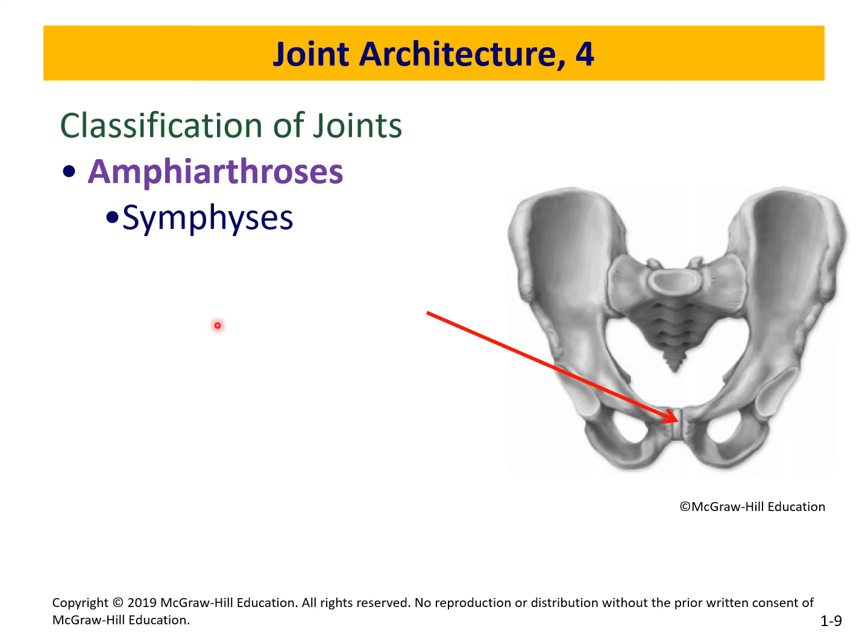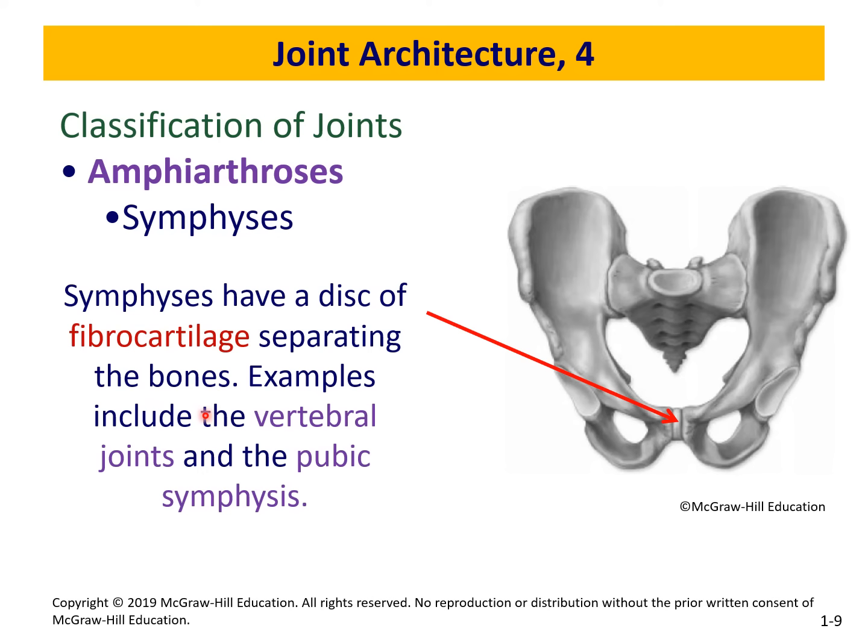Another example of these amphiarthrosis joints is something called the symphyses. They have discs of fibrocartilage separating the bones, for example the vertebral joints. The cartilage between them is what we call the symphyses, and also the pubic symphysis, which is at the bottom of the pelvis. That's cartilage, and it gives very limited movement there. But it's very important, because without it, movement would be very painful, because the bone would be touching the other bone, and that's going to create problems.